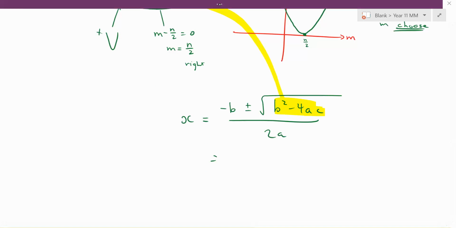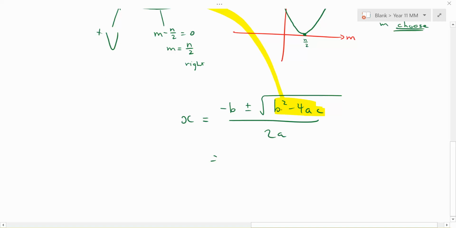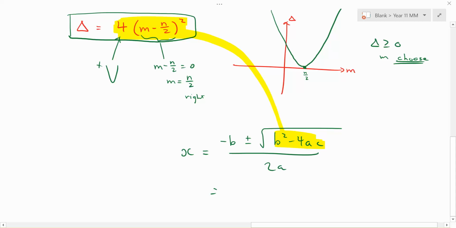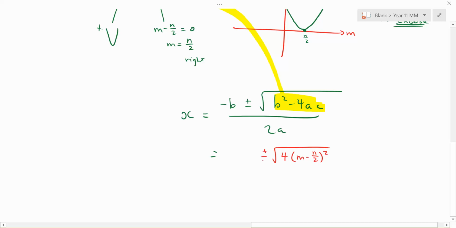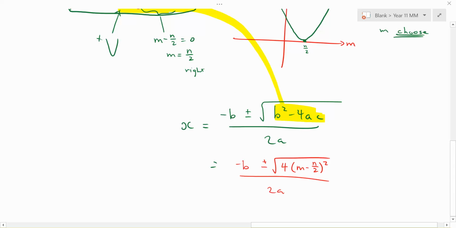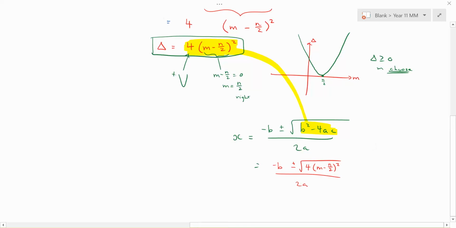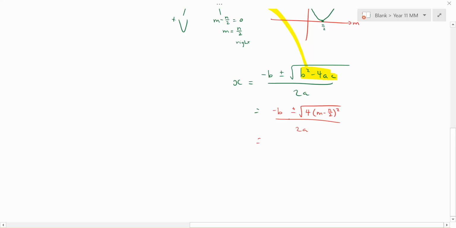What you see is if I replace that, instead of b squared minus 4ac, I will now have the square root of 4 bracket m minus n on 2, squared. This is a plus minus over 2a, and this is negative b. What I want you to see is, before you even try to simplify all this, this is going to end up being negative b plus minus, now the root of 4, which is 2, and the square root of the squared cancels out. These two cancel out, and the square root of 4 is 2. So you end up with m minus n on 2. See, there's no surds.